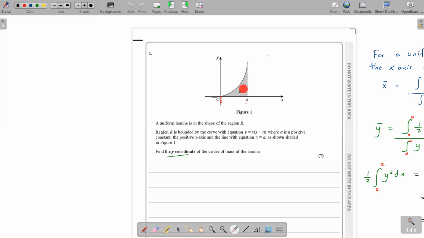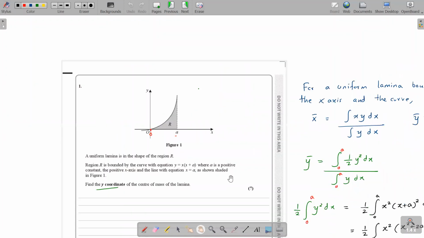So the region R is bounded by this curve, the positive x-axis, and the line x equals a, as shown in the shaded figure 1. Find the y coordinate of the center of mass of the lamina. So you're supposed to find the center of mass. Now you can see clearly this is a 2D object, right? So you need to find the center of mass of this 2D lamina. So how do you start working on this? What's the idea?